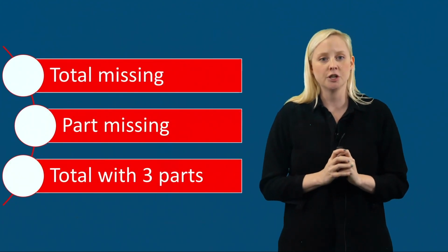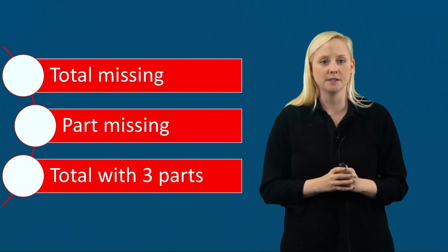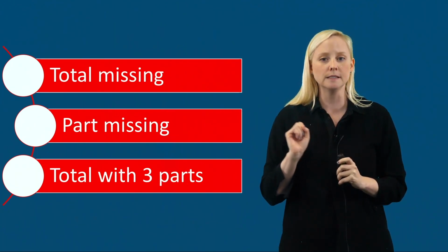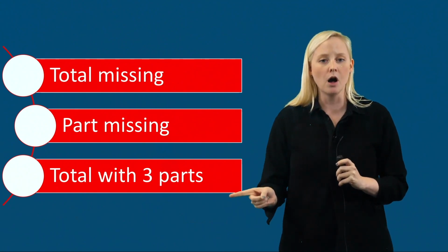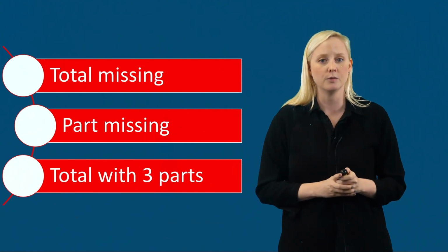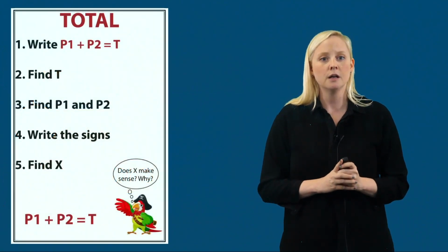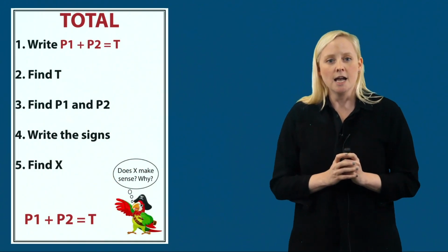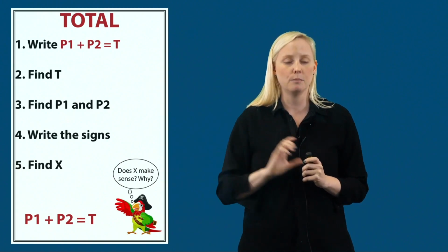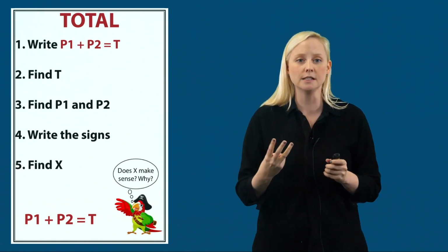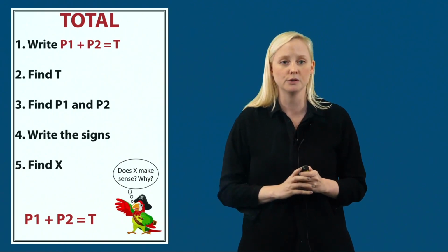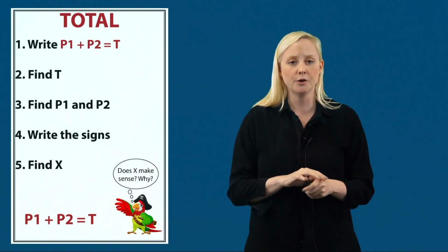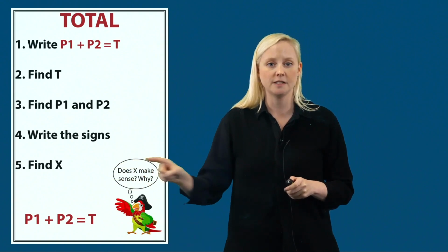As previously mentioned, we're going to talk about 3 different types of total problems in this video. We're going to talk about total problems where the total is missing, the part is missing, and we're also going to talk about a total problem with 3 parts. First, though, let's talk about a total problem with 1 part. And we have to look first at our total poster. For all 3 of these examples, we're going to use this total poster to help us to figure out the solution. For every total problem, we follow these same 5 steps.